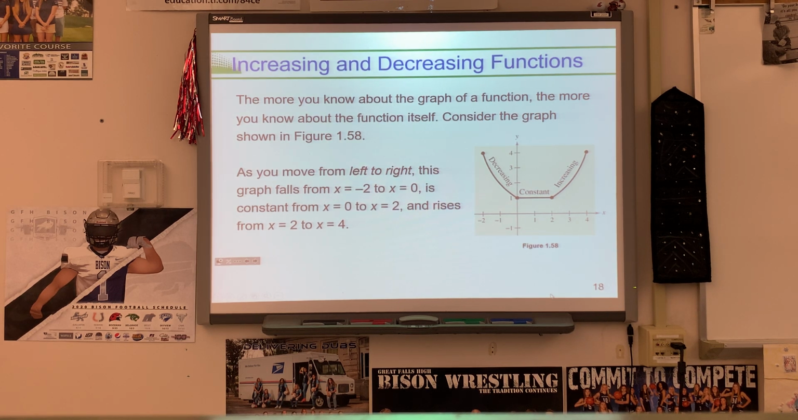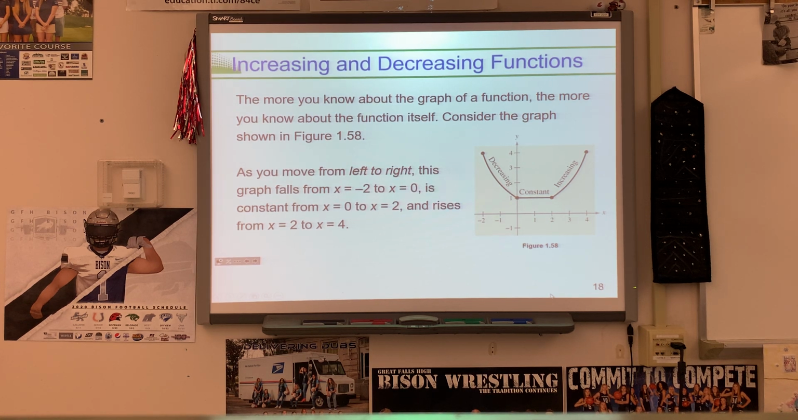So the more you know about a graph of a function, the more you know about the function itself. So here is a function. It says as you move from left to right, this graph is falling from x equaling -2 to x equaling 0, and then it's constant from 0 to 2, and it rises from 2 to 4. Okay, so always they italicize there from left to right. That's how we want to read the graph.